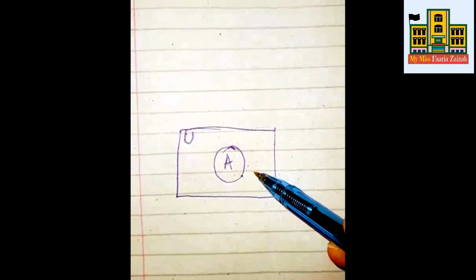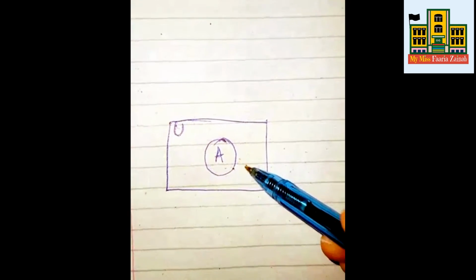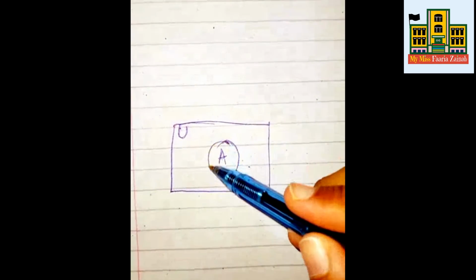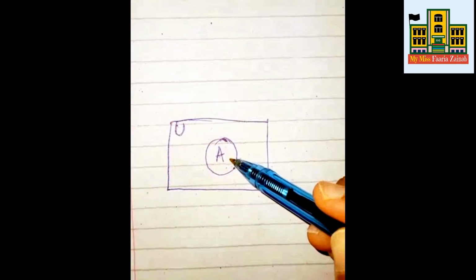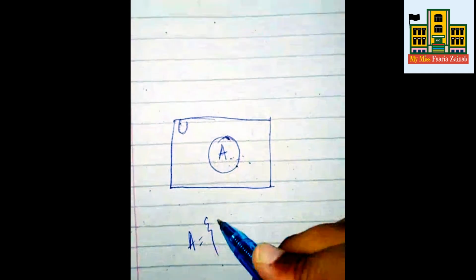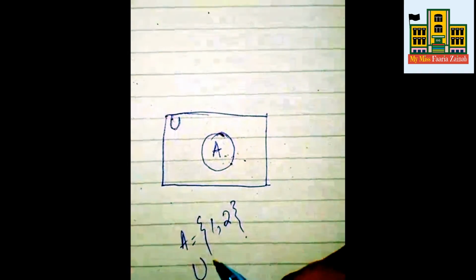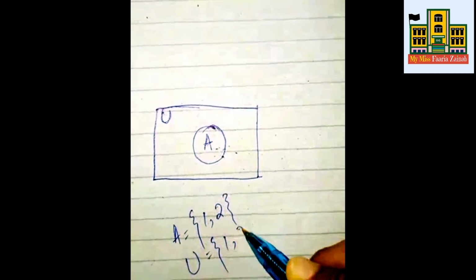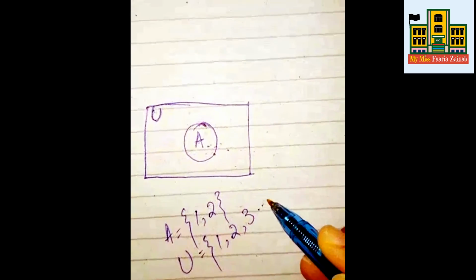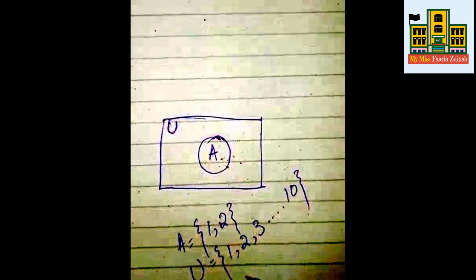These closed figures show an overlapping region to describe the relationship between them. For example, A has the elements, let's say, 1, 2, and the universal set U has the elements 1, 2, 3 up to 10. So A is overlapping on U.